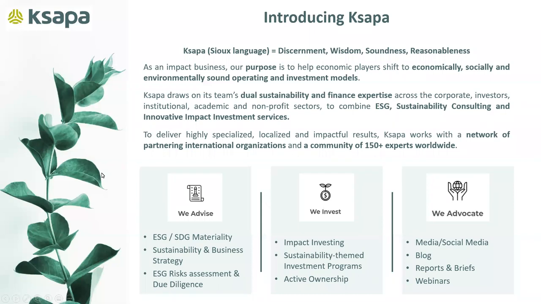Ksapa is built as a daughter organization combining three activities. The journey we have with our clients starts with consulting activities. Typically, when we work on supply chain, we're clearly able to conduct good due diligence to understand the primary human rights and environmental risks across procurement activities, among other things that we do.